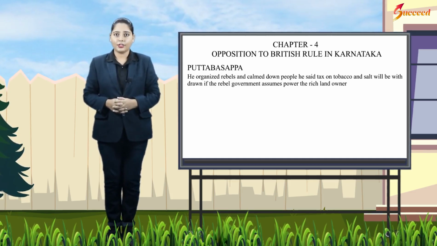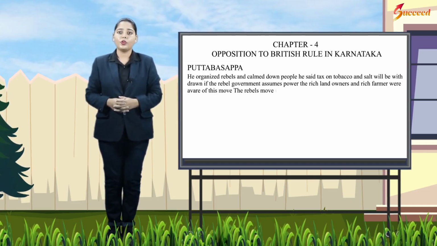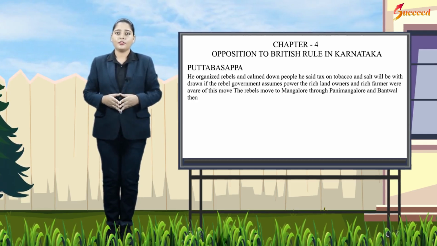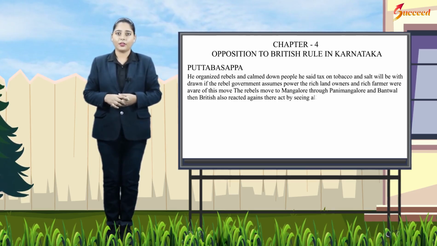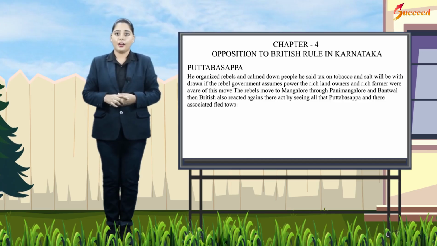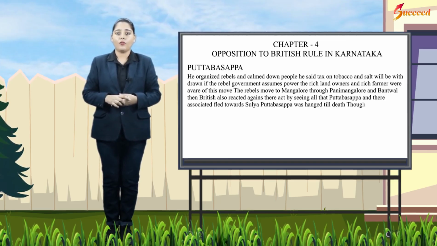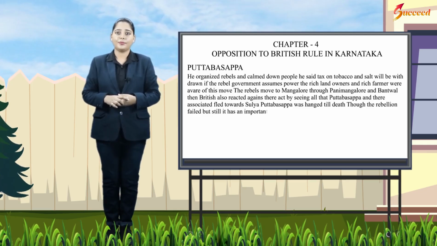The rich landowners and rich farmers were aware of this move. The rebels moved to Mangalore through Pani Mangalore and Bantwal. Then, Britishers also reacted against their act. Seeing all that, Putta and his associates fled towards Sulya. Putta was hanged till death. Though the rebellion failed, it still has an important role in the history of rebellions against Britishers.